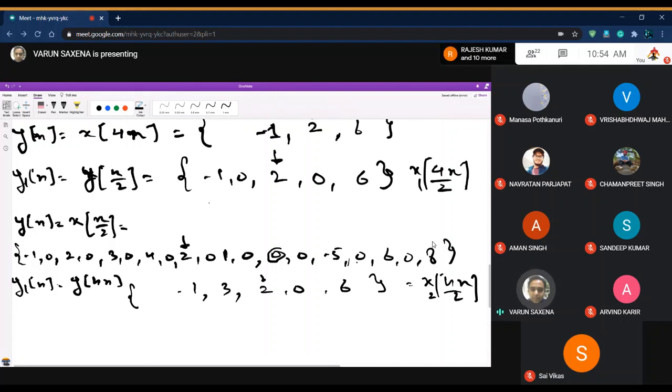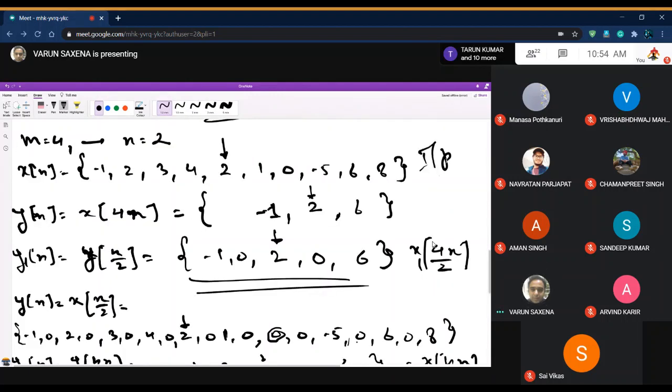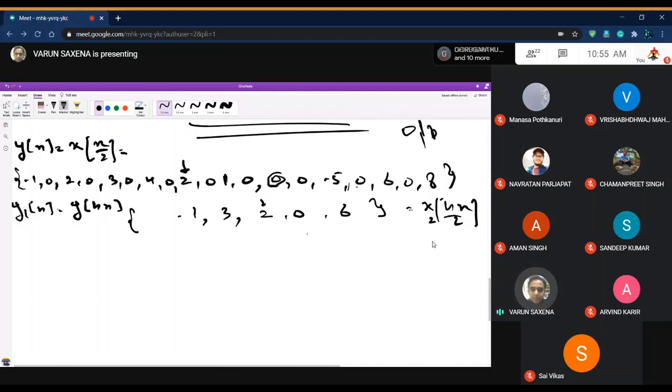Suppose you wanted this sequence at the output. If suppose this was your input and you wanted this sequence as your output, then that means that you are going to first perform a decimation by a factor of 4 and then you will interpolate by a factor of 2. But if suppose you wanted this as your output, that means that you cannot now perform decimation first by a factor of 4 and interpolation by a factor of 2. You first have to perform interpolation by a factor of 2 and then decimation by a factor of 4.